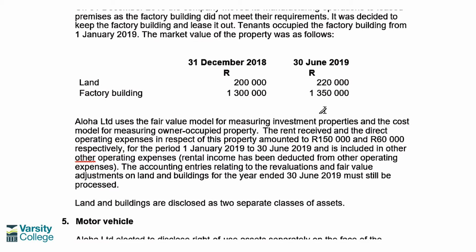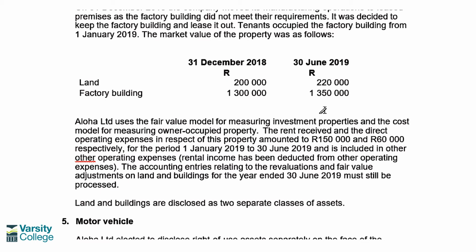So let's unpack that. It's owner-occupied buildings until 31 December. It's PP&E. On 31 December, it will then be transferred to investment property because it's now being rented out. And that's going to have a whole bunch of implications that go hand in hand with it. But let's read further before we process those.